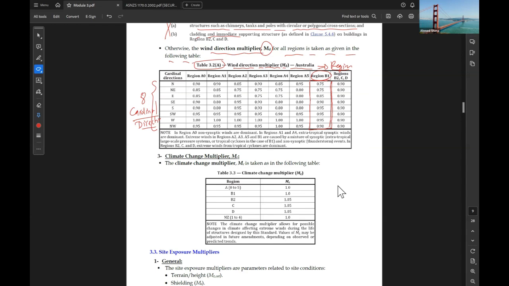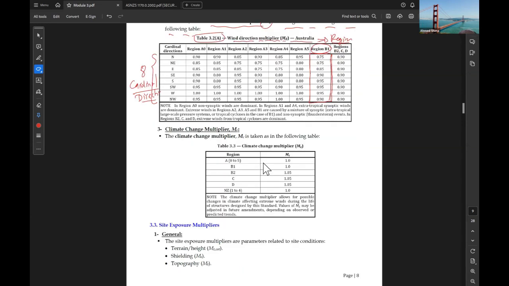At the end I will show you, after we get the factors, how to arrange the data we got. The next multiplier is MC. What is MC? MC is the climate change multiplier, which can be taken as follows. MC as well depends on the wind region. So based on the wind region, for example, how much is MC? MC equals 1. This is just an example.